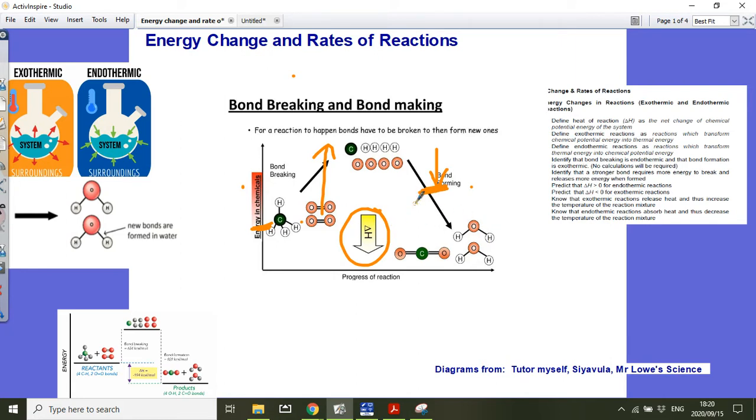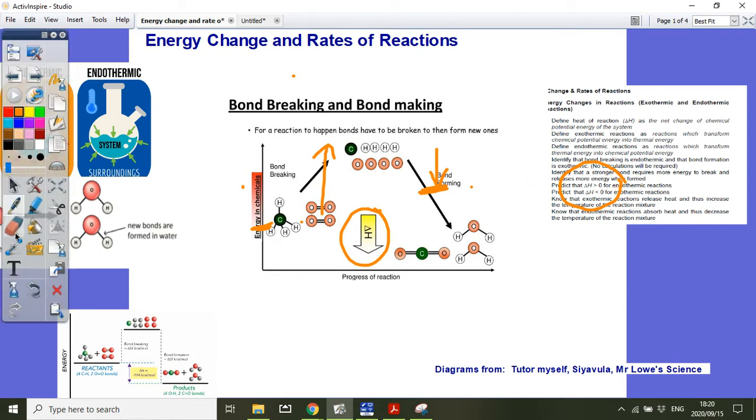So just always think, did I give in more energy or did I take out more energy? And when you think about that, you're thinking about the chemicals. So this is very important. Your delta H value is going to be bigger than 0 for an endothermic reaction and smaller than 0 for an exothermic reaction. And this is important for rates and equilibrium.